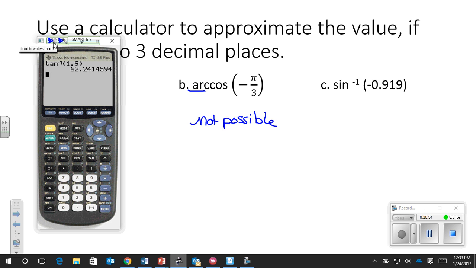Okay? All right, next one. We want the angle whose sine is negative 0.919. So, second sine, and is it possible to have a negative? You bet. Make sure you use your negative, not your minus sign. So, an angle whose sine is negative 0.919.